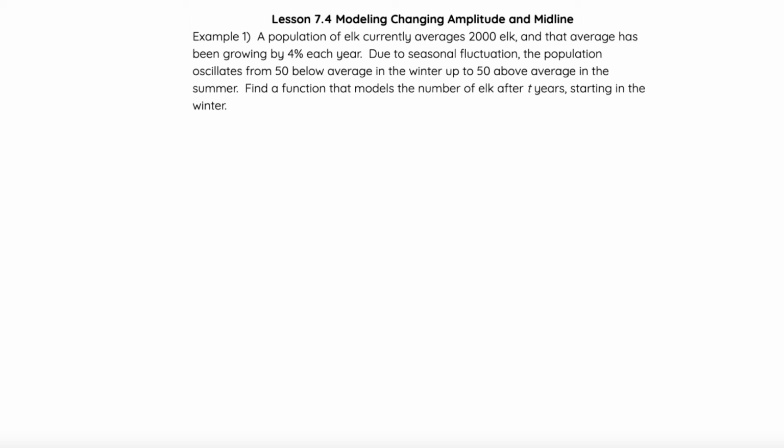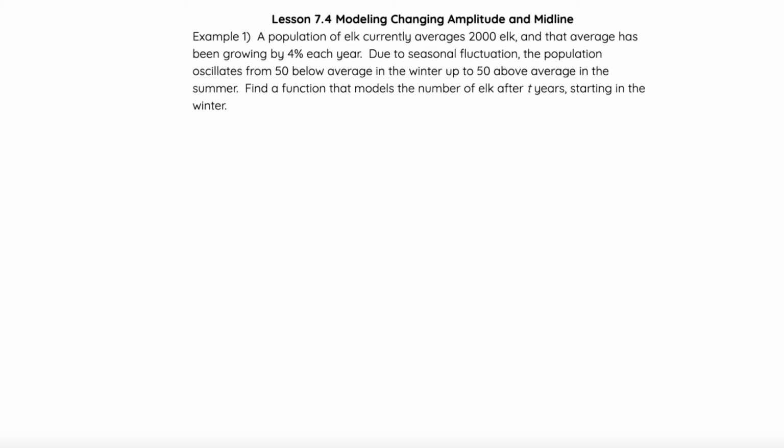We'll be talking about how we can model changing amplitude and midline. Oftentimes within mathematics, just using regular sine, cosine, tangent, cotangent, while those are great, don't always represent exactly what we're trying to represent. Sometimes we might need to change the midline, and remember that the midline is the average. Sometimes we might need to change the amplitude on what our graph particularly looks like.